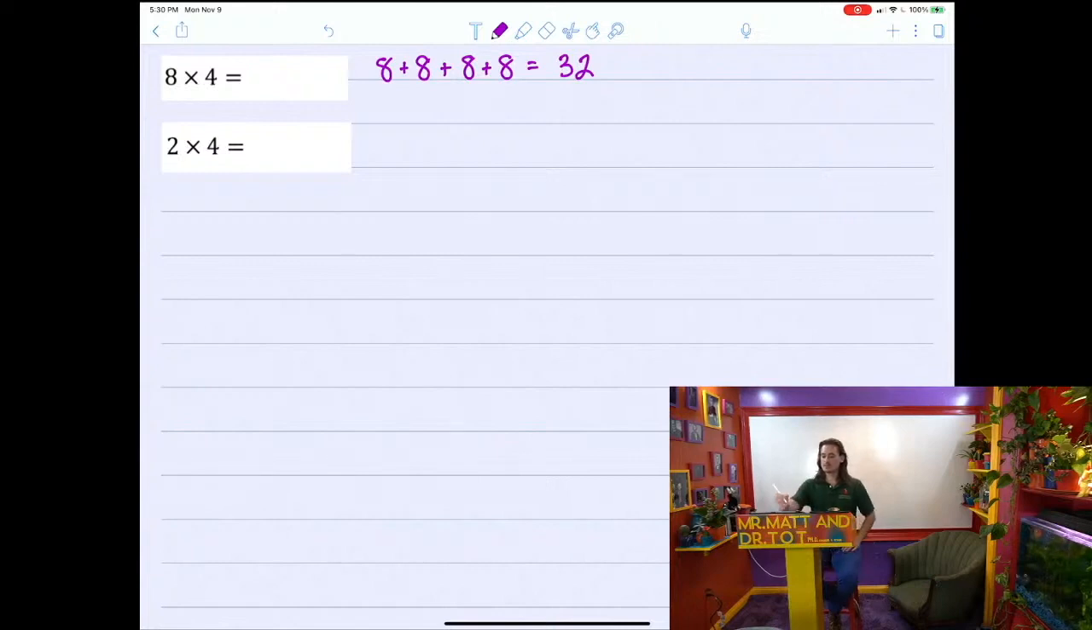For the second problem, we have 2 times 4. So that's going to be 2 plus itself 4 times. So in other words, 2 plus 2 plus 2 plus 2. 2 plus 2 is 4. 4 plus 2 is 6. 6 plus 2 is 8. So 2 times 4 is 8.